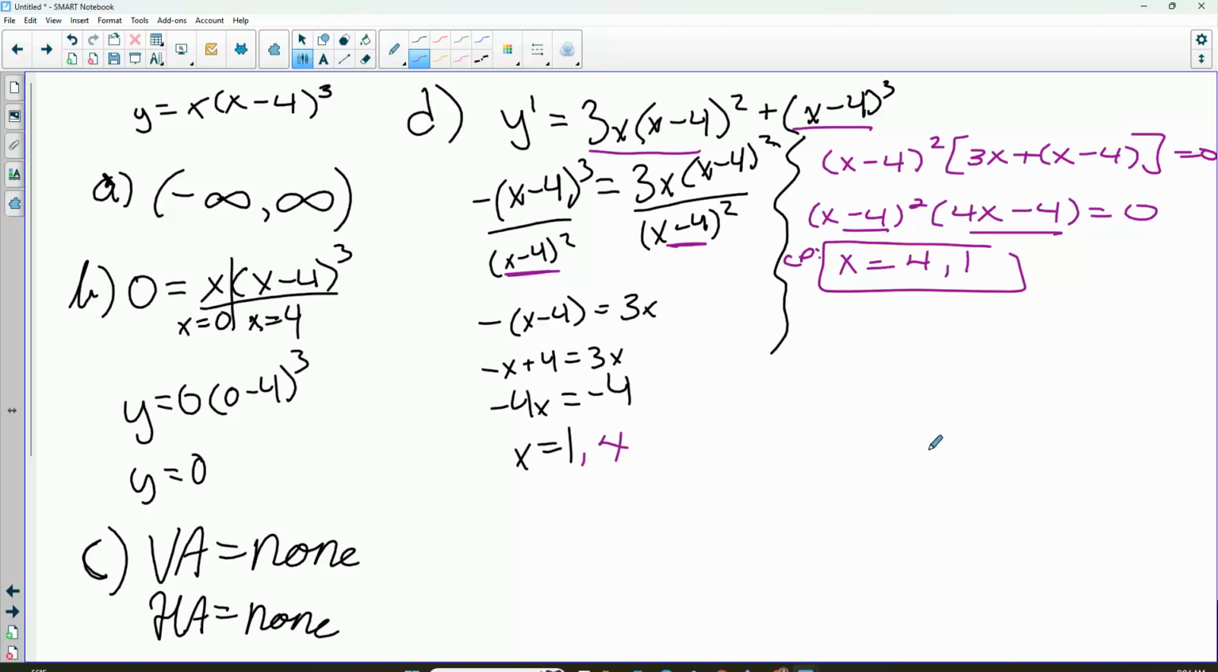Alrighty. Okay, on our local max and min. Before this, let's finish the increasing, decreasing though. Oh, don't want to do, sorry. Yep. Oh, yeah, I didn't mention.